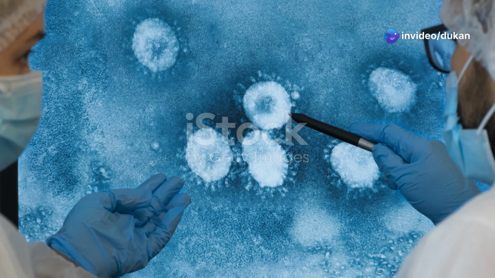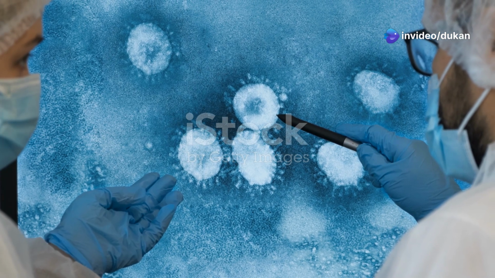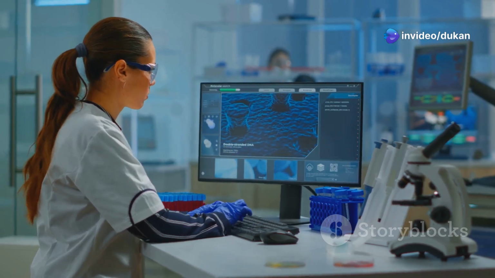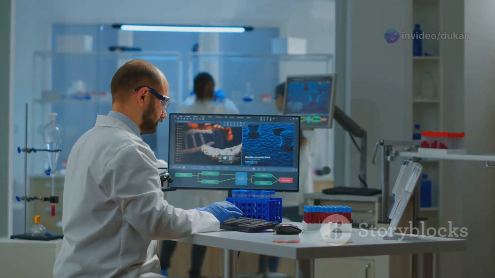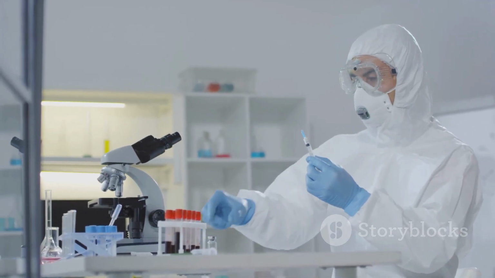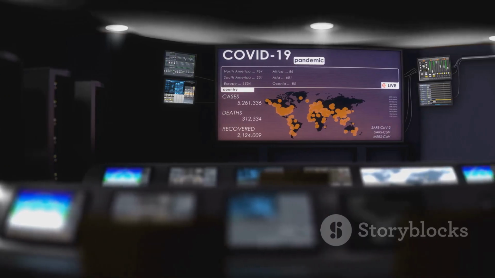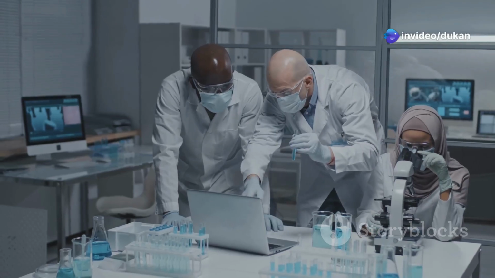Scientists moved fast to identify SARS-CoV-2 in late 2019. Using genetic sequencing, they quickly decoded its RNA blueprint and confirmed it was a new coronavirus. This information was shared worldwide, accelerating research and response.